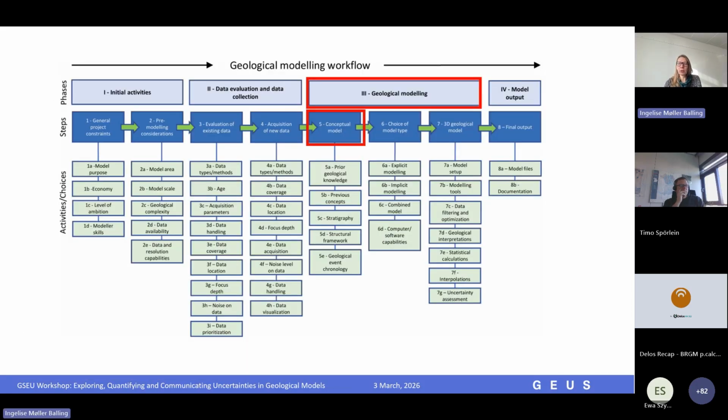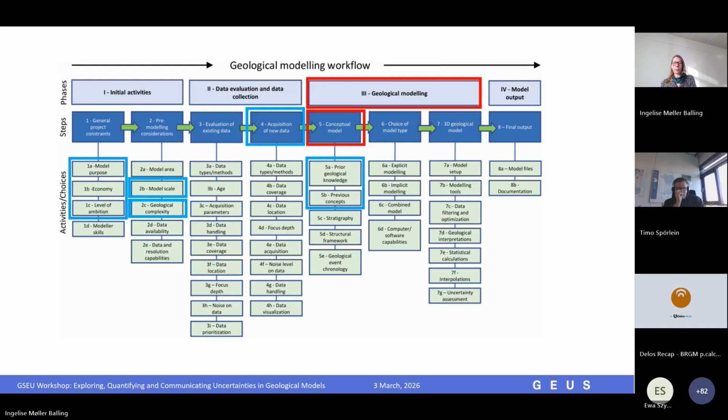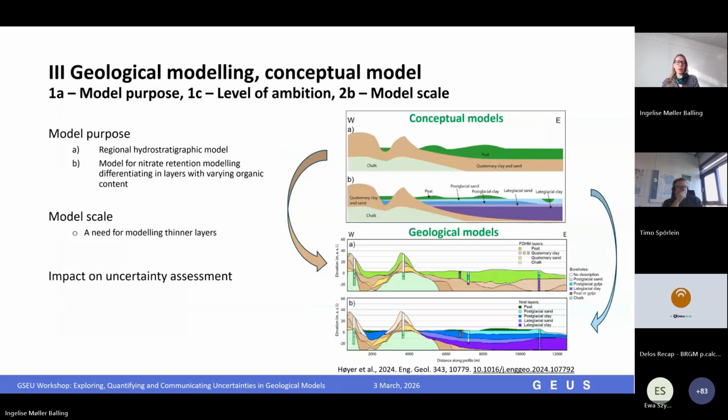When it comes to the geological modeling phase, the first step is creating the conceptual model, and a number of choices have to be made that impact on that. We take an example first of two conceptual models. They have a different modeling purpose and level of ambition, and thereby also a different number of layers in the conceptual model, and that will influence the model scale as well.